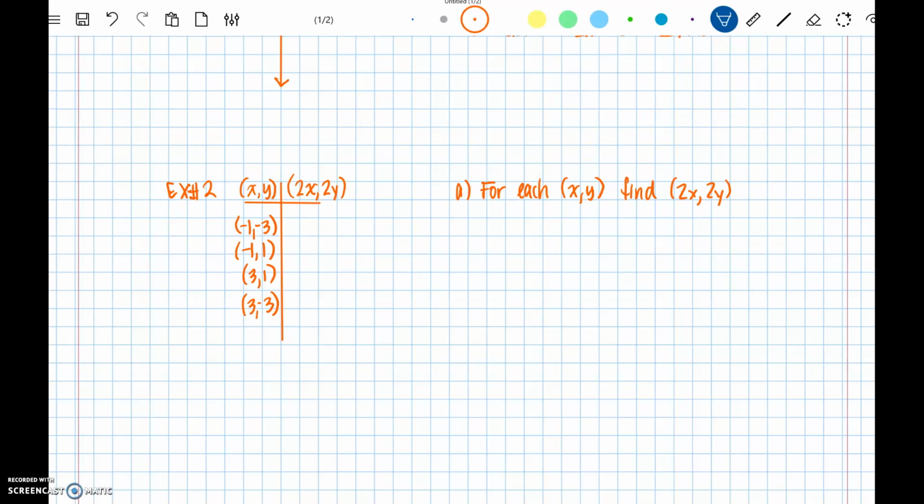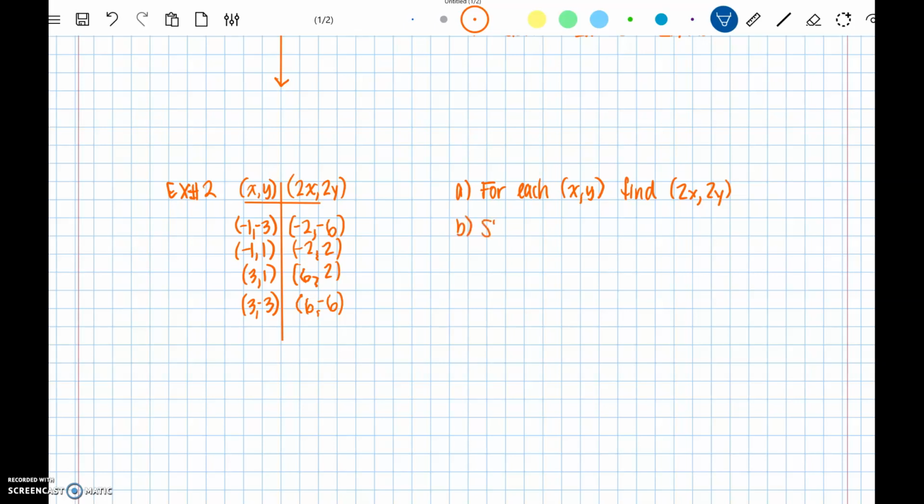So all I do is I take the x's multiply by 2, take the y's multiply by 2. So this first point, -1 times 2 is -2, -3 times 2 is -6. -1 times 2 is -2, 1 times 2 is 2. 3 times 2 is 6, 1 times 2 is 2. 3 times 2 is 6, -3 times 2 is -6. So that's part A. We found (2x, 2y).